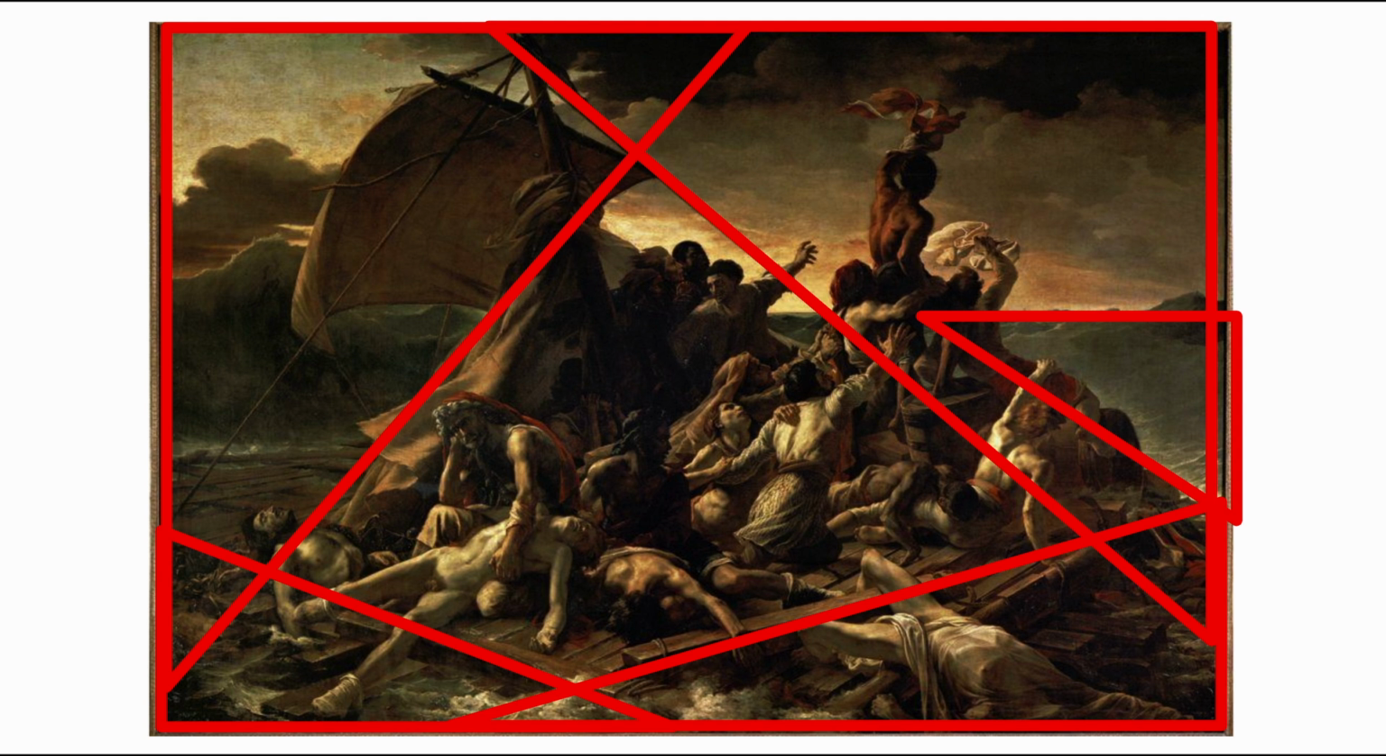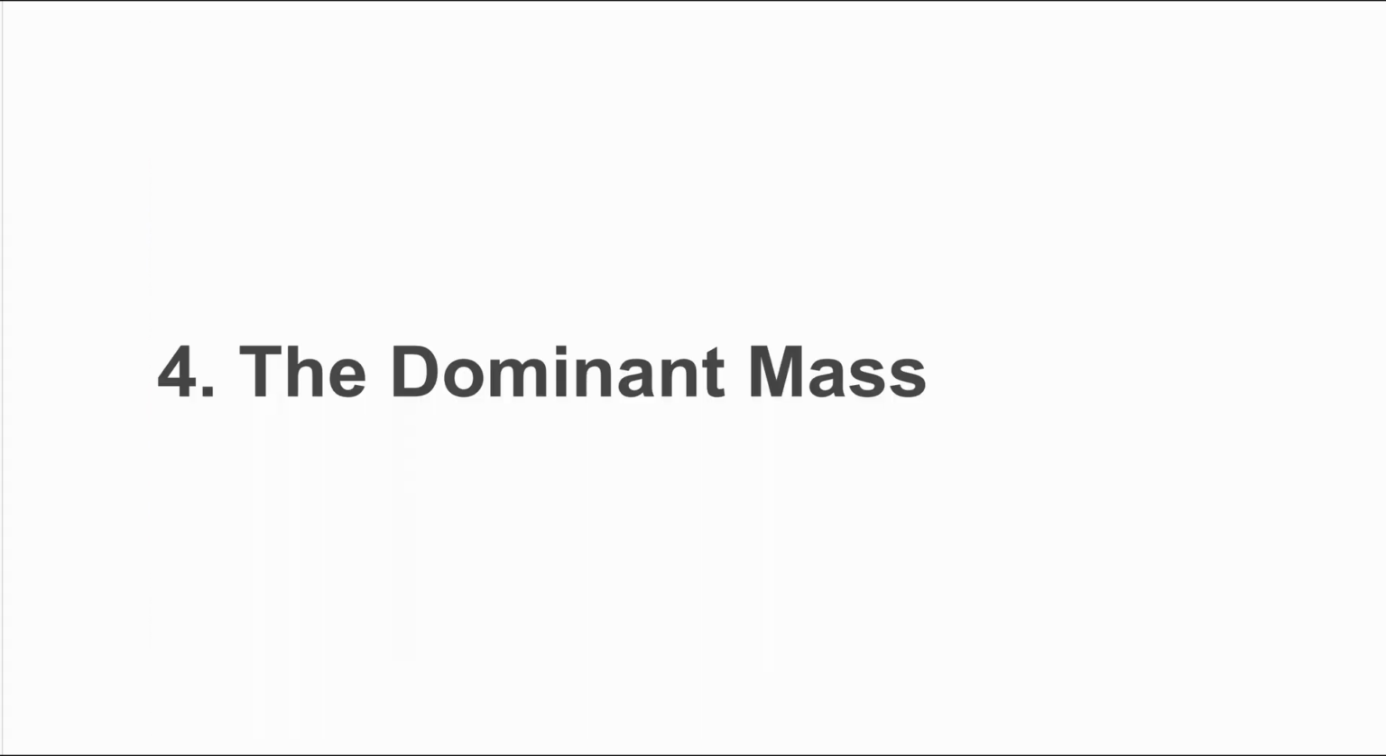But you can see how our eye can move around with all these triangles interacting, giving us a dynamic sense of space. So that's the triangle combination. We combine multiple triangles to hold our viewer's interest. The last one we're going to talk about is this idea of the dominant mass.